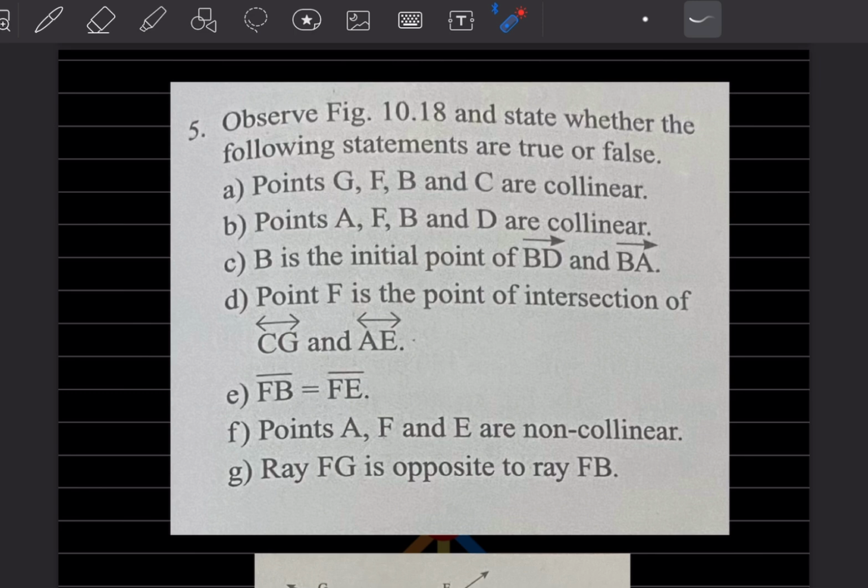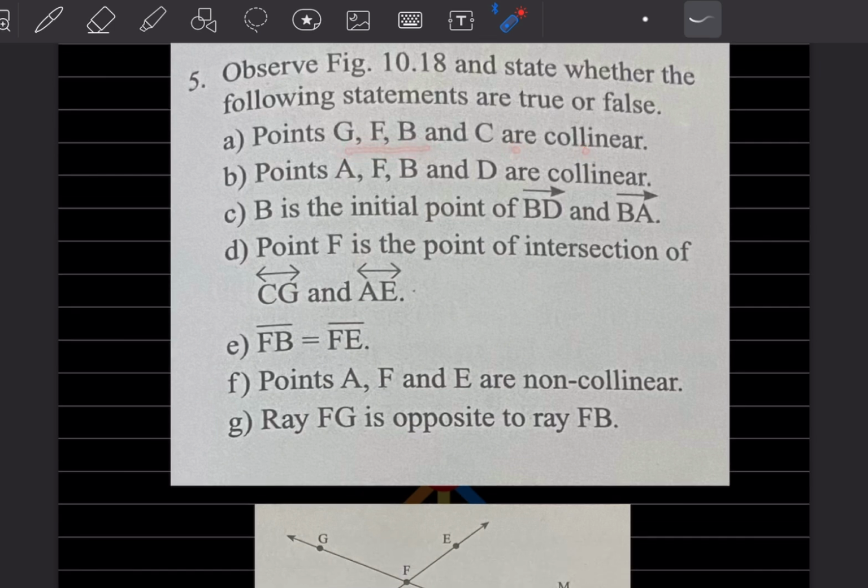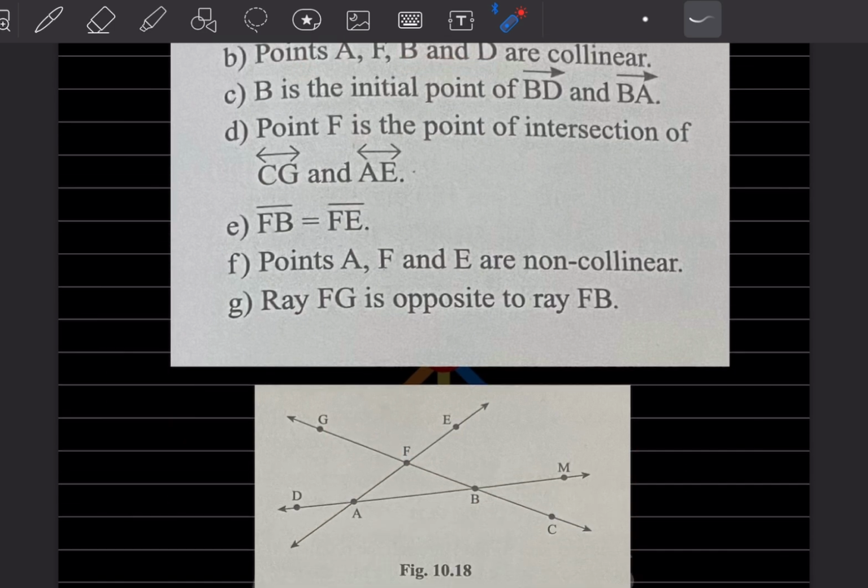Now observe figure 10.18 and state whether the following statements are true or false. Here it is said G, F, B and C are collinear. So collinear, we know, means all the points should be on the same line. So this is true.